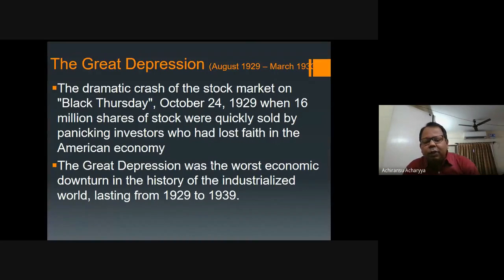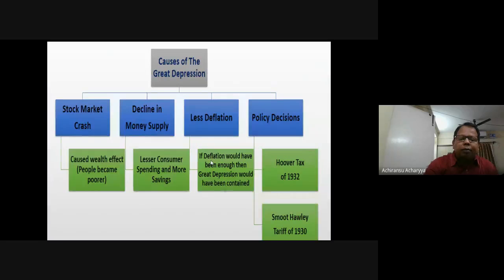So the Great Depression was the worst economic downturn in the history of the industrialized world, lasting from 1929 to 1939, and then we had the Second World War. So what caused the Great Depression? It was a stock market crash, decline in money supply, deflation, and wrong policy decisions. I'll be talking about that in a bit, the Hoover tax and the Smoot-Hawley tariff.